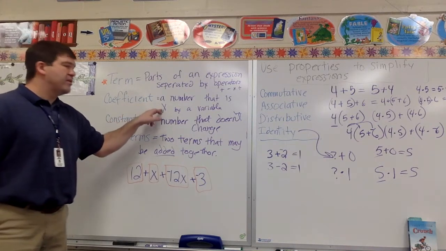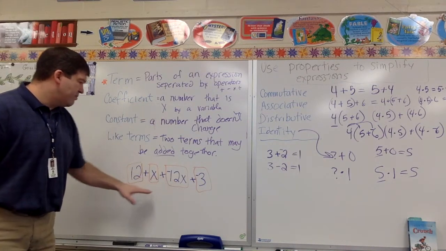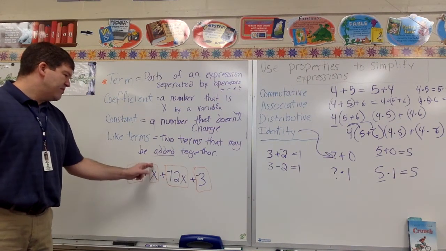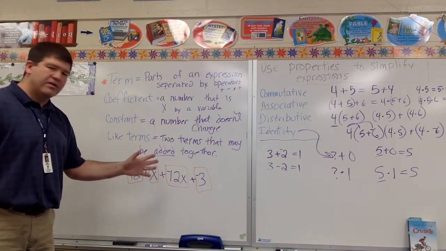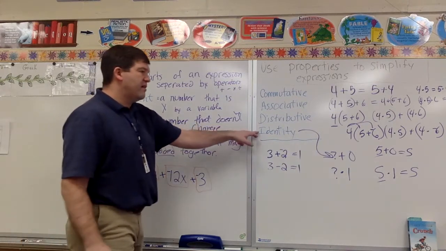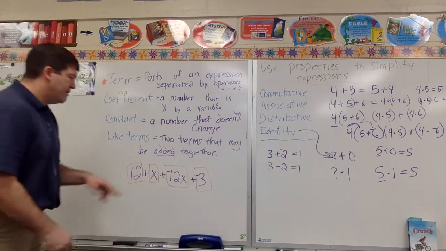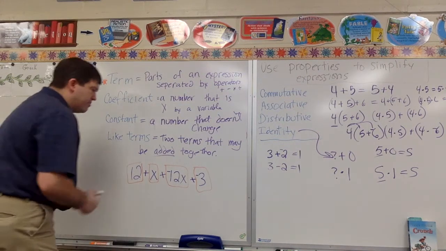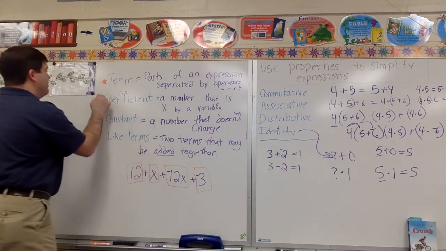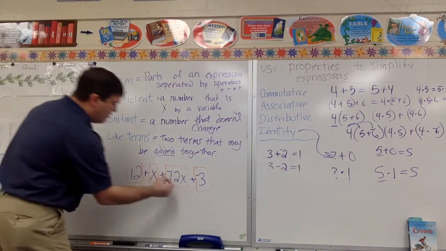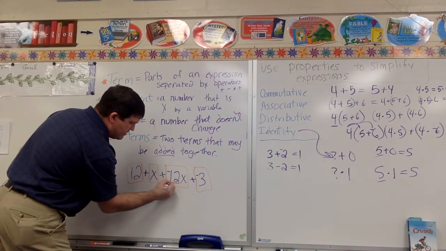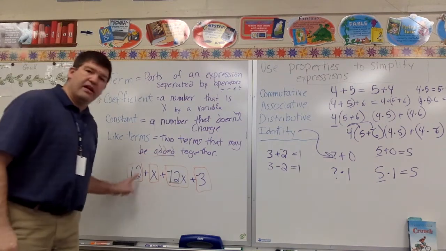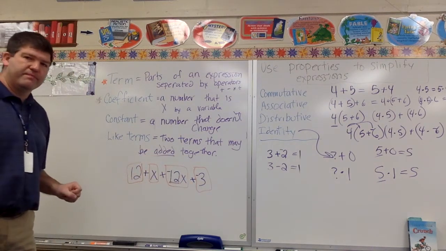Now, coefficient. I have to have something multiplied by a variable. The only variable I see is right here. This is a variable, but it has a 1 in front of it, so I don't have to worry about that because of the identity property. We'll use brown for coefficient. My coefficient is negative 12. That's the only coefficient I have in this expression.